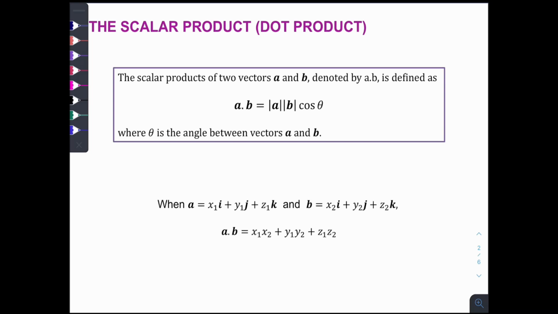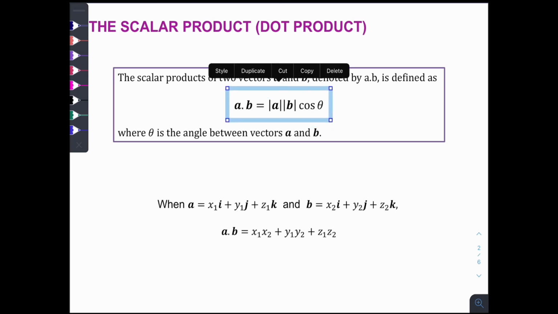For today's lesson, we are going to discuss the scalar product, sometimes called the dot product, in the vectors chapter. Have a look at this formula: A dot B equals the modulus of A times the modulus of B times cos theta. The theta here represents the angle between the vectors A and B. So the function of the scalar product is to find the angle between two vectors.